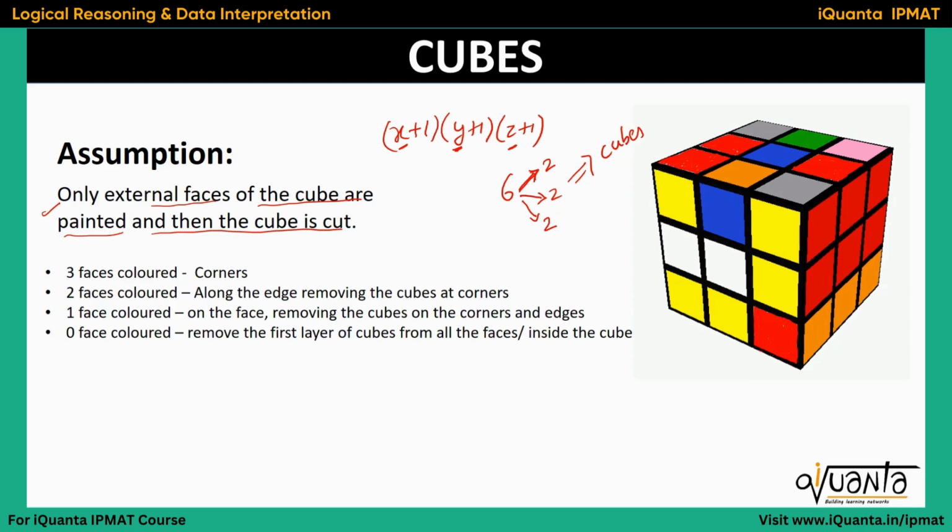But if we distribute these 6 cuts into x, y, z axis as 3, 2 and 1, then the pieces obtained by making 3 cuts along the x-axis, 2 along the y-axis and 1 along the z-axis won't lead to formation of cubes. I hope it is clear to you. So we always have to assume that only external faces of the cube will be painted unless it is mentioned in the question that the coloring is being done differently.